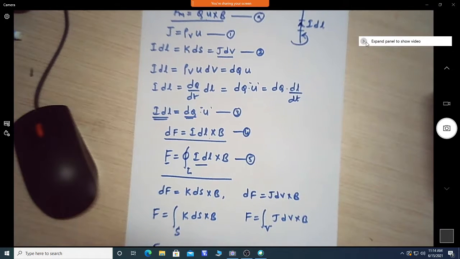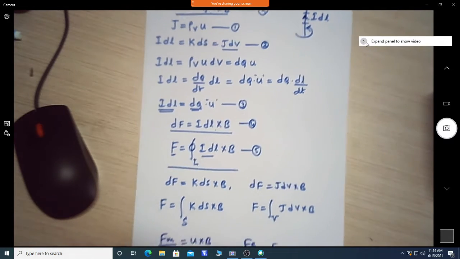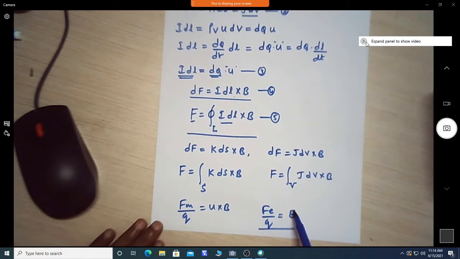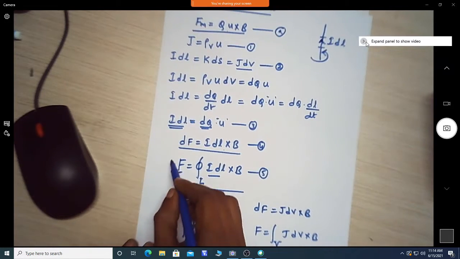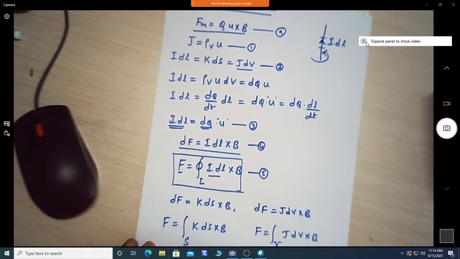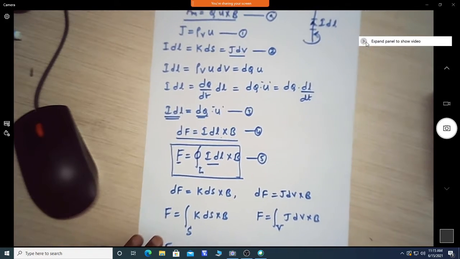Similarly, we defined Fe by Q equal to E. In the earlier Coulomb's law discussion, we defined the electric field intensity as force by charge. Similarly here, in the magnetic field, we can define Fm by Q. Here U is the velocity carried by the charged particle in the current element. This is the force exerted on the current element due to the magnetic field B.